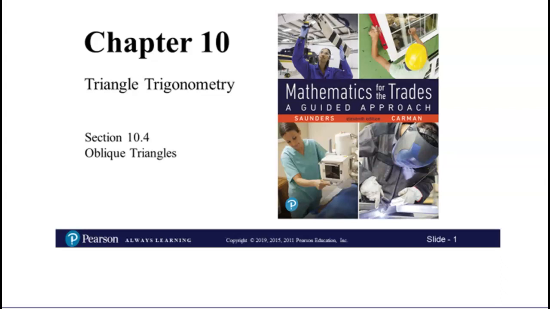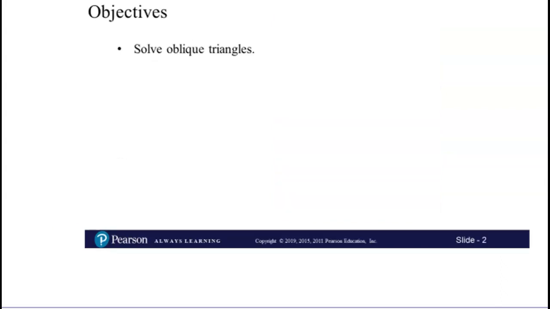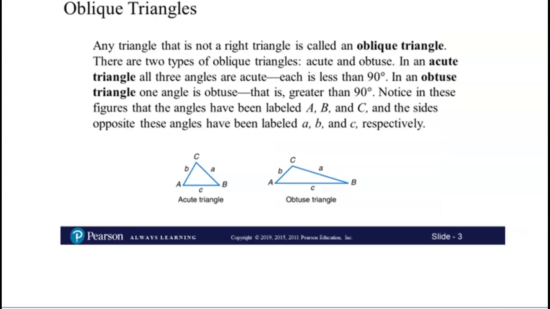This video is going to cover Chapter 10, Triangle Trigonometry, and we are now going to look at oblique triangles. We're moving away from right triangles into oblique triangles. So let's define what an oblique triangle is. It's any triangle that's not a right triangle, so it doesn't have 90 degrees in there. And there are two types of oblique triangles: the acute and the obtuse.